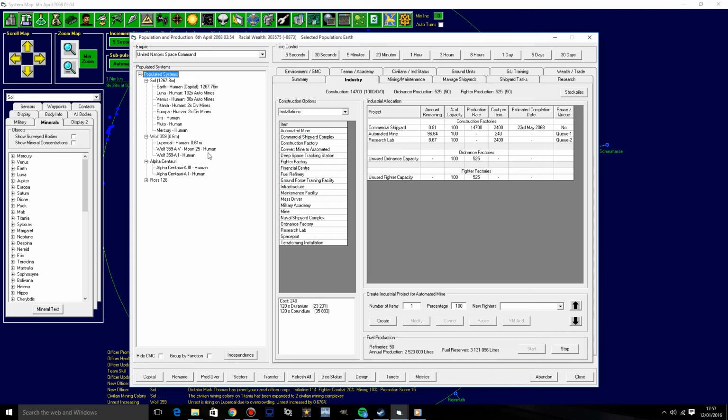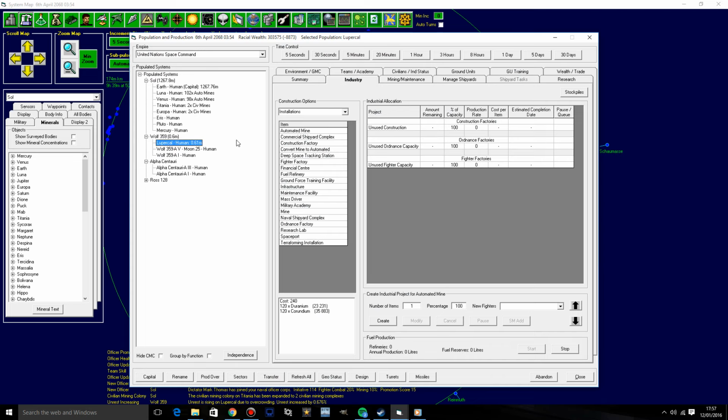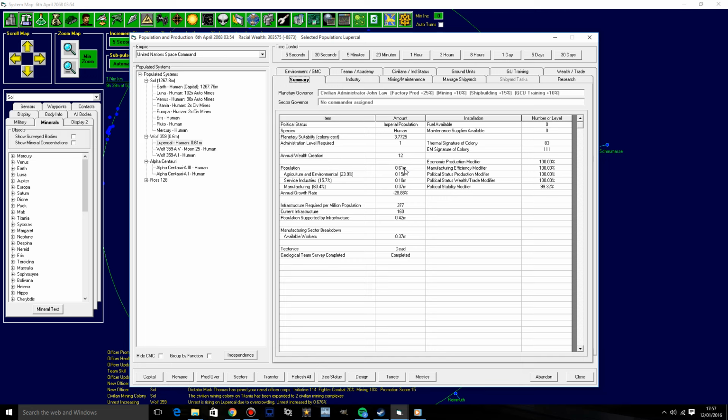Okay. We can close down Ross 128 for the time being. But that population is growing rapidly. Alright. The growth rate now is -28.88 due to the fact that we don't have enough infrastructure on the planet, so, ooh, yeah. It'll happen, but we'll get over it.